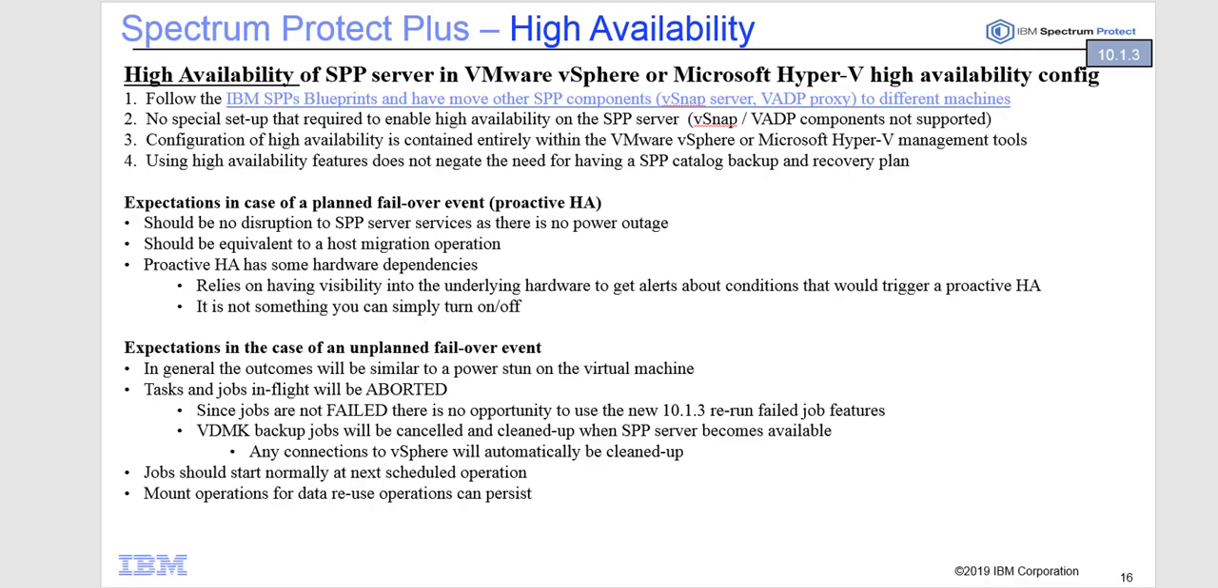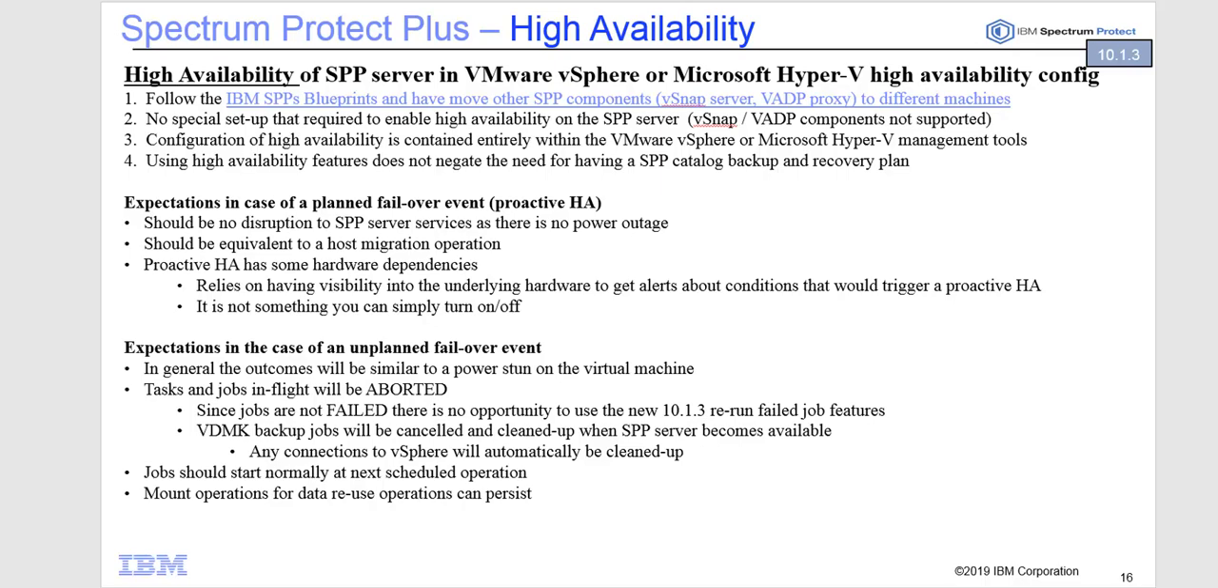Now, even if you use high availability, you still need to do Spectrum Protect Plus catalog backups and have a recovery plan in place. For a proactive high availability where you have a planned outage, there should be no disruption of the Spectrum Protect Plus server services. And it should be basically equivalent to a host migration operation.